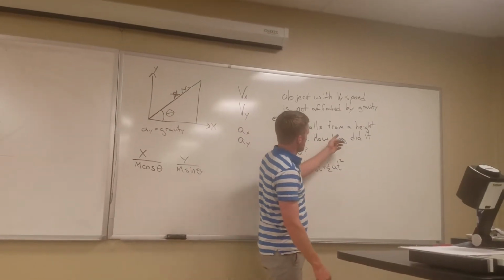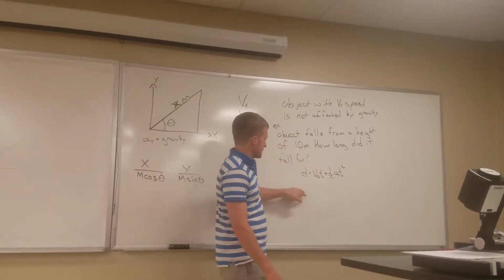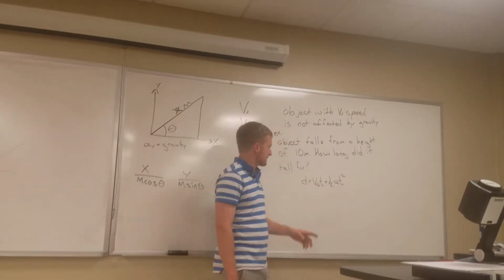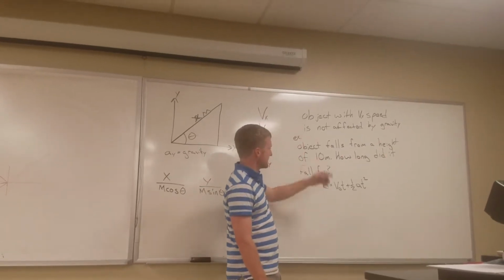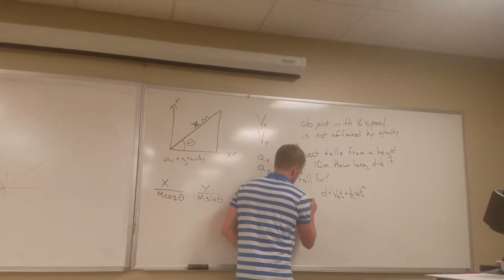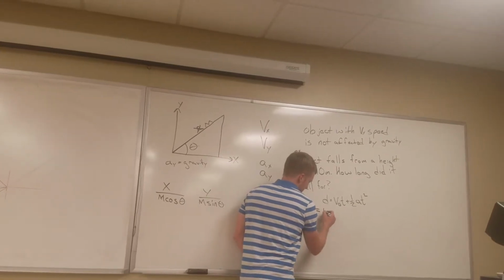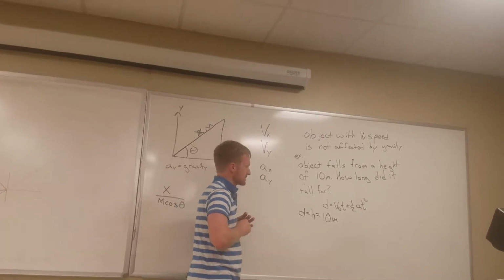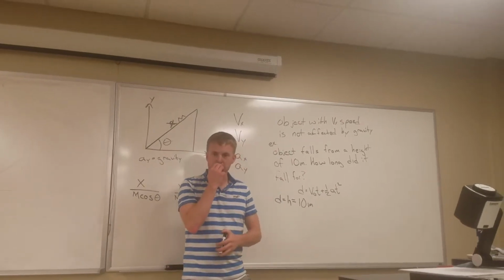An object falls from a height of 10 meters. How long did it fall for? Using one of our basic formulas, we want to know how long it fell for. What do we have? We have 10 meters. D, which is synonymous with height, is 10 meters. How much of this is in the x direction? Zero. None of it.